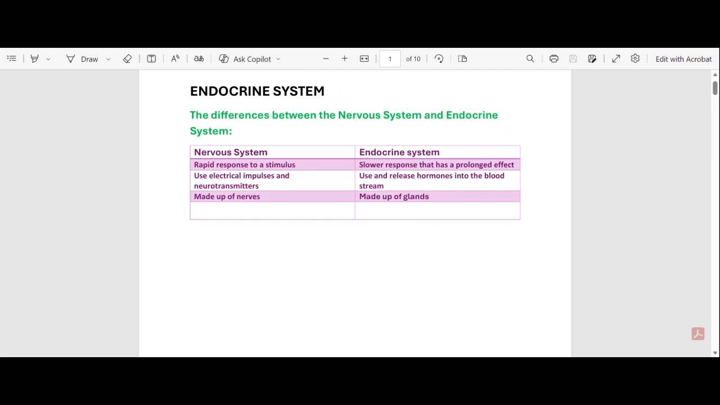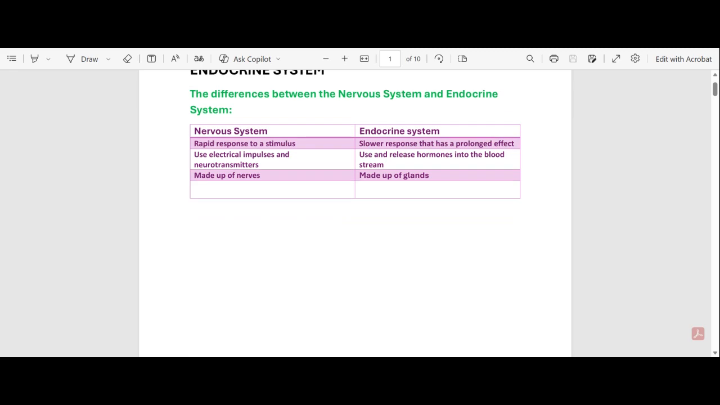endocrine system. What's the difference between the two? As we've defined the endocrine system, it's just a system of glands that secrete hormones directly into the blood, right? And those hormones are transported through the blood to the target organs.